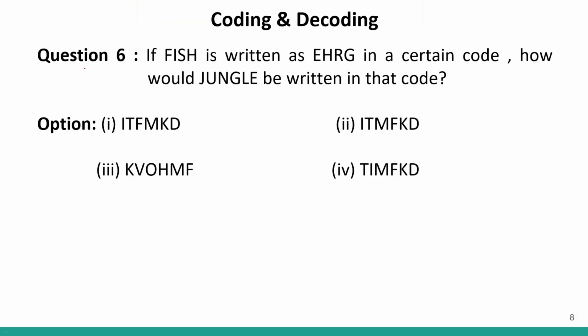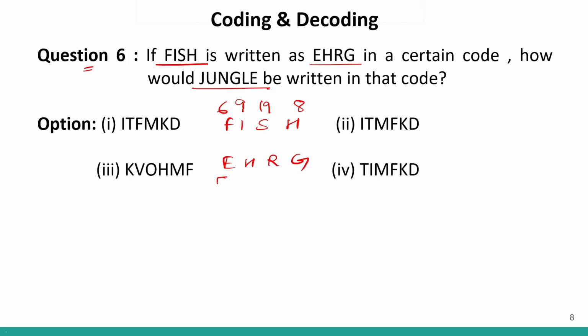Moving forward, question number 6. Fish is coded like this. We have to find how jungle will be coded in that language. So again, fish is coded as EHRG. So I am assigning them forward ranks. If I assign forward ranks to F, I will get 6, I is 9, S is 19 and H is 8. Correct? These are your forward ranks.